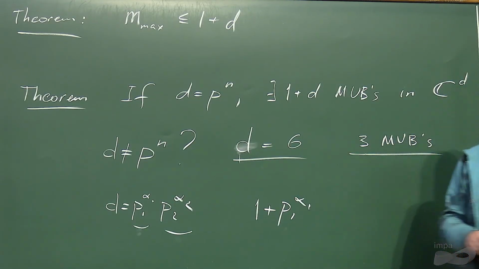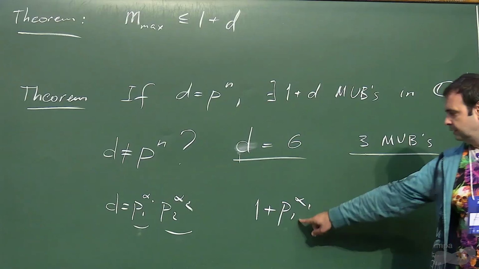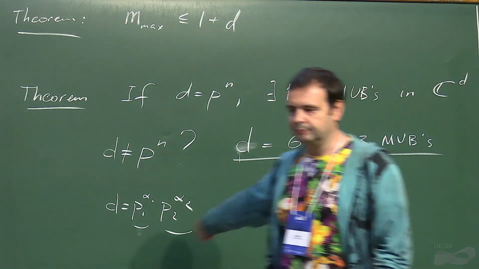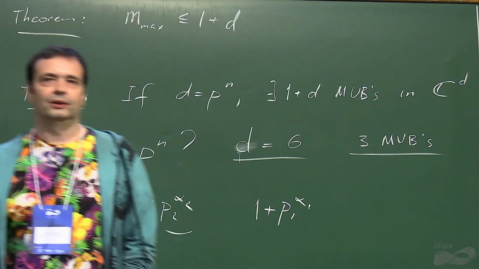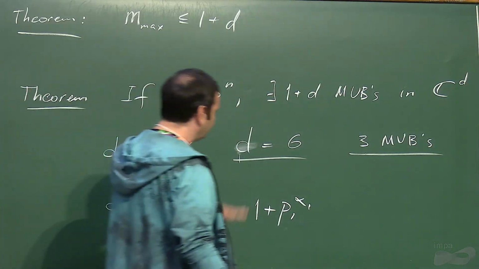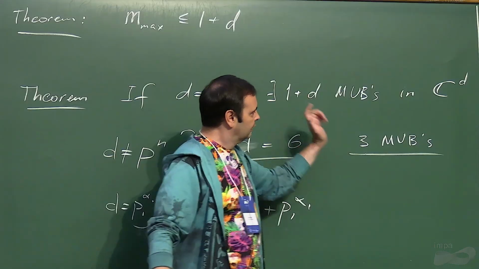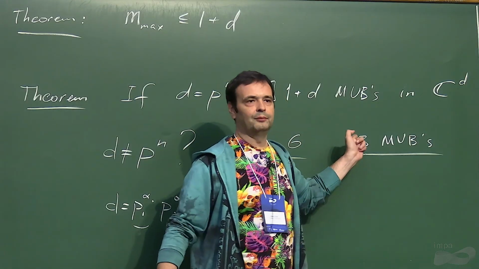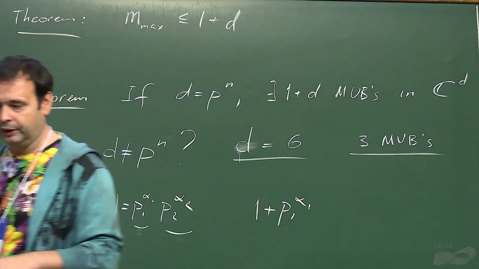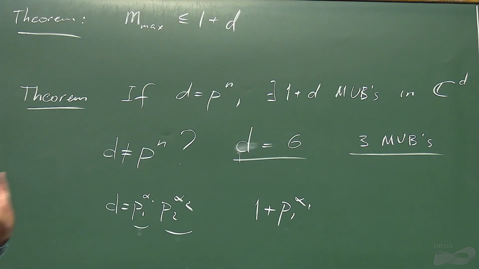Okay. There was for a while a conjecture that this is actually the correct number, but it was shown that in some dimensions which are squares, you can actually construct more. So in general, this is not true, but there is a conjecture that for 6, 3 MUBs is the maximum that you can get. There were some extensive numerical computation searches for at least 4 MUBs in dimension 6, and they were unsuccessful. So people believe that it should be 3.